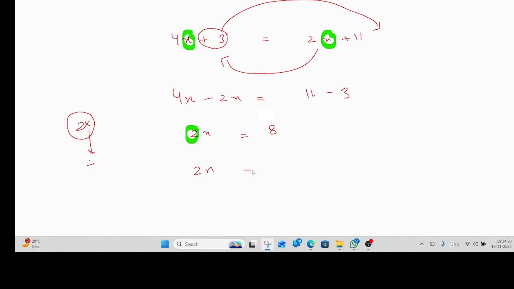So we divide both sides by 2, and this cancels out. So x is equal to 8 divided by 2, which is 4. So our answer is 4. That's how we do it when we have variables on both sides.